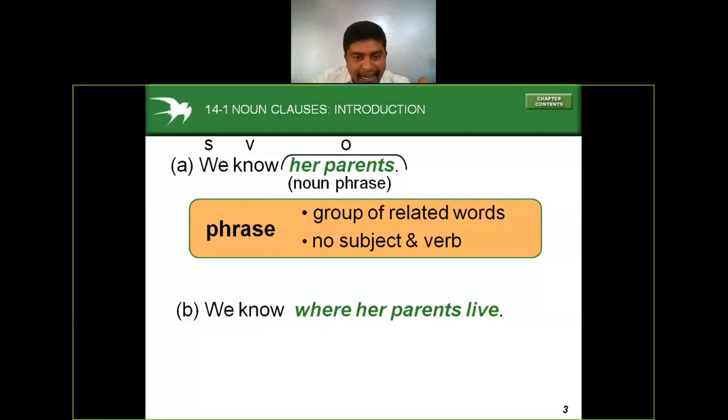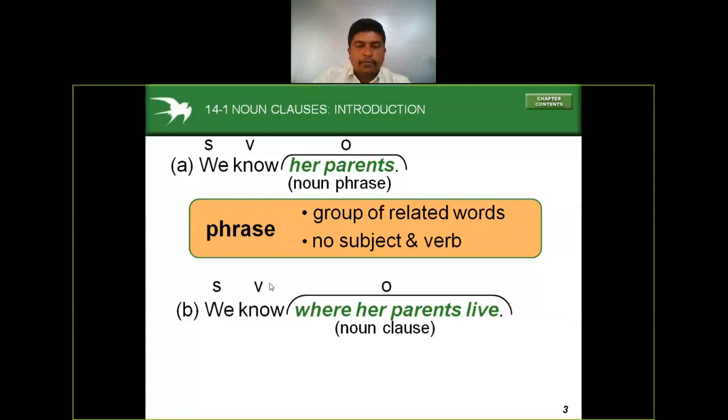But we have added a WH word in the middle of the statement. Am I right? Which has been classified like this. We is the subject, know is the verb, right? And which is the rest part of the statement? The rest part of the statement is known as an object. Hence, it is called a noun clause.